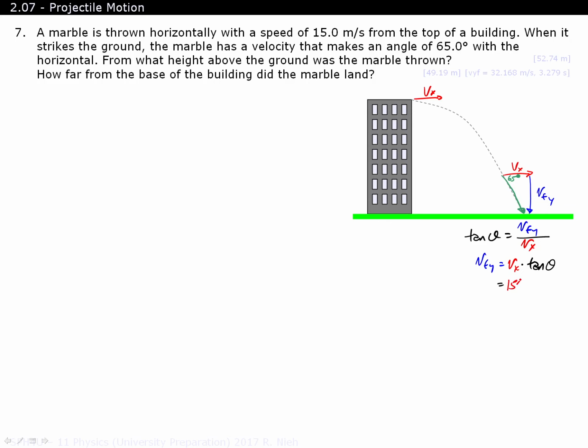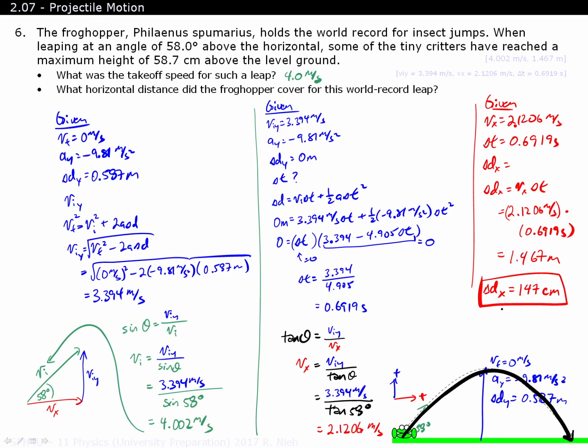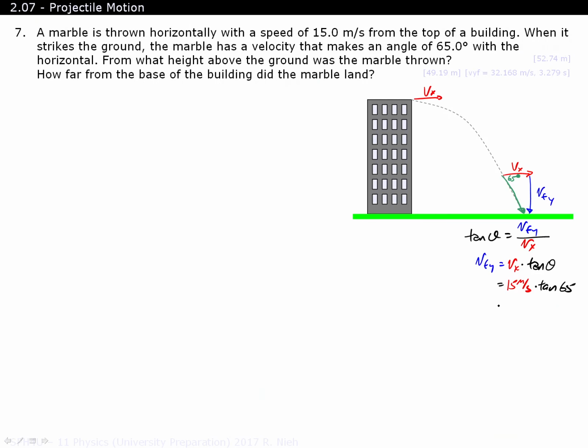So 15 meters per second times the tan of 65 degrees is equal to 32.168 meters per second. And by looking at the diagram, since it's pointing downwards, we know that it needs to be a negative sign. Okay, so now we have our Vfy. What else do we know?